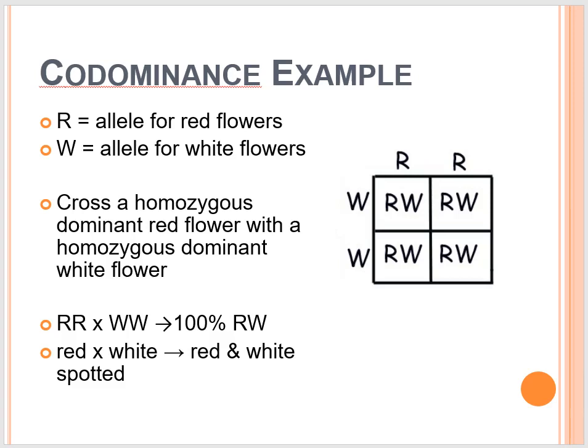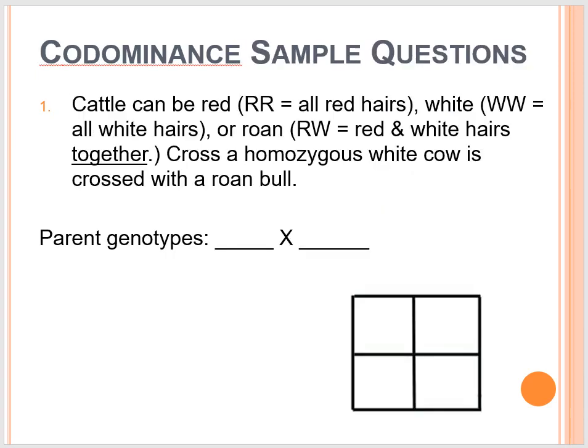All right, so some practice problems. It also happens in cattle. I deal with this on a regular basis. I have red cattle. Hair color in cattle. Red. It can be white. Or it can be what we call roan. A roan color is a red and white spotted. Means you see both colors.